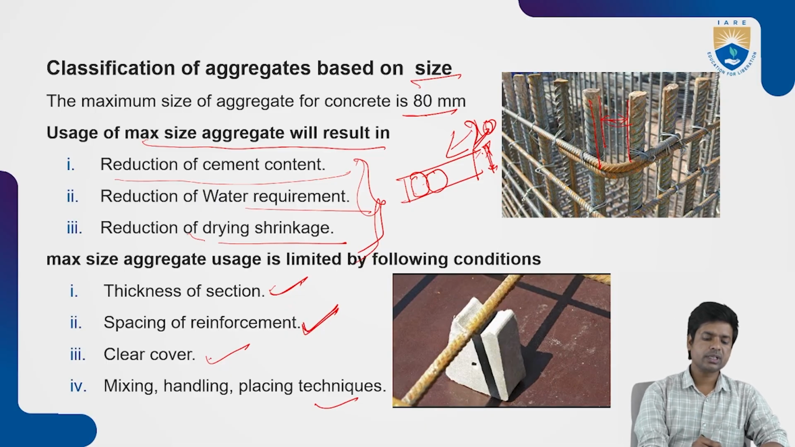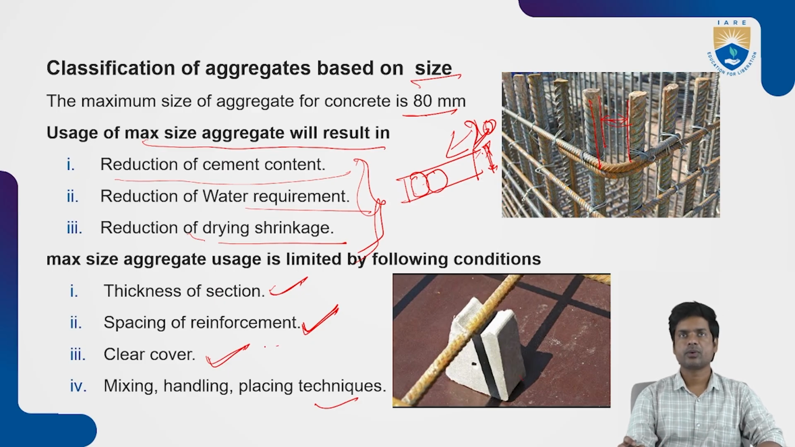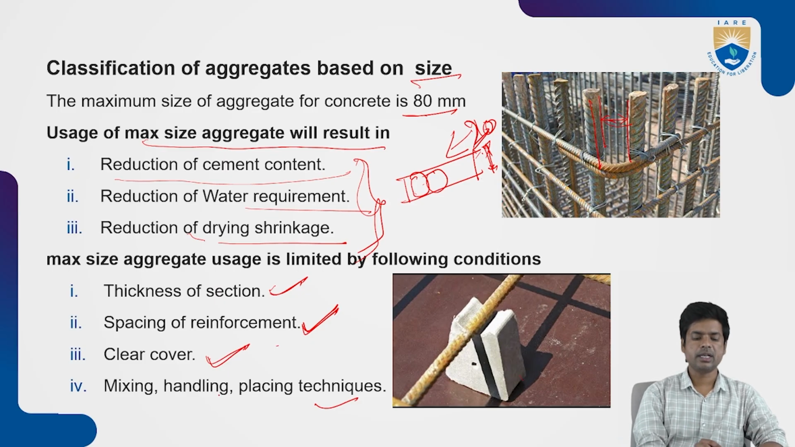Next one, clear cover. This is the clear cover here. This is the reinforcement we are going to place in the member, and this is the boundary where the member will be closed. Based upon this gap, whatever clear cover we are placing, based upon that clear cover also we are going to limit the aggregate size. And next, mixing, handling, and placing techniques.